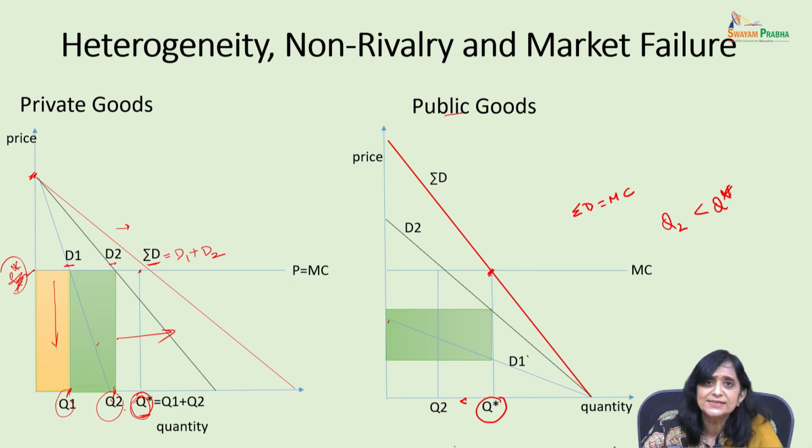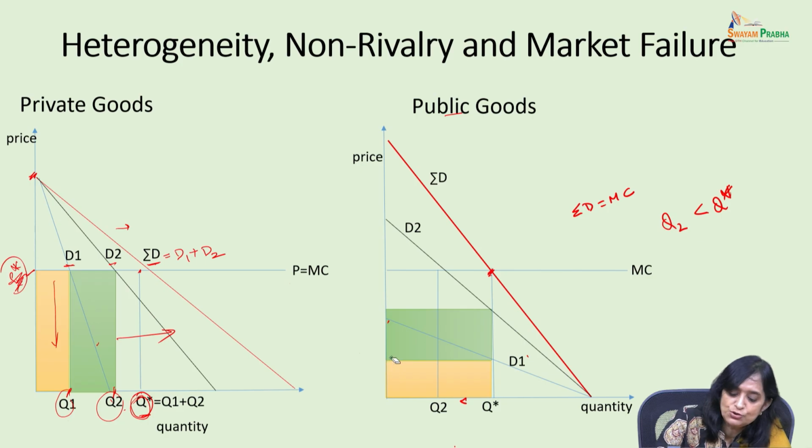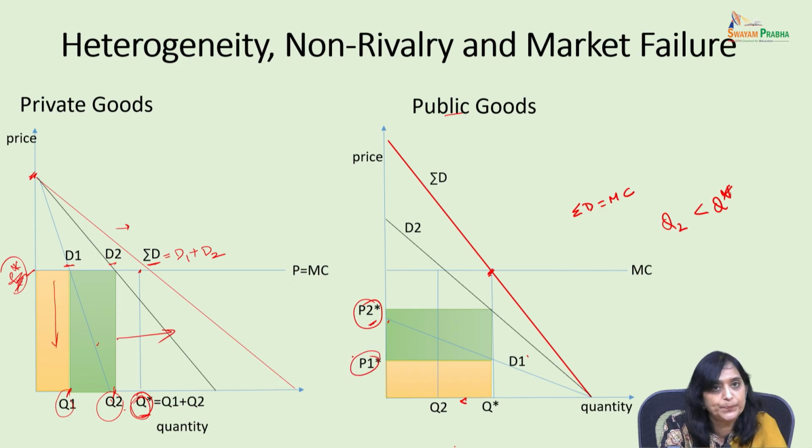Also, efficiently, this Q star should have been produced, and depending on this available amount, person 1 should have been charged a certain price, P1 star, and person 2 should have been charged a certain price, P2 star. Also, this area which you see here is a mirror image of what we see in a private good. So, a person who has a greater willingness to pay, that is person 2, is going to pay a higher price compared to person 1. Socio-optimally, this is what should have been done.